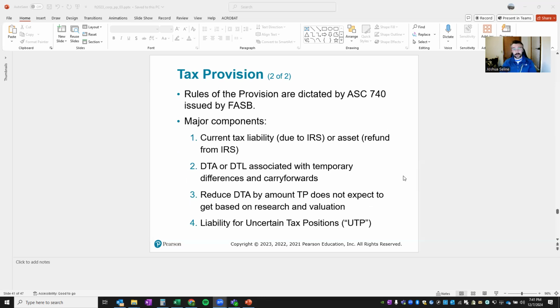Rules of the provision are dictated by ASC 740. That's kind of how we calculate it. It's issued by FASB. Major components: current tax liability due to the IRS or an asset, a refund from the IRS. The DTA or DTL associated with temporary differences and carry forwards. You reduce the deferred tax asset by the amount the taxpayer does not expect to get based on research and valuation. And then you have a liability for uncertain tax positions, which we'll get into shortly, but it's more likely than not. So you've got to meet the 50% requirement for the uncertain tax position.